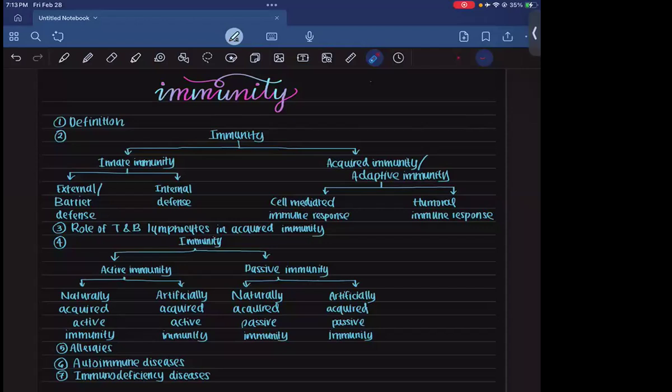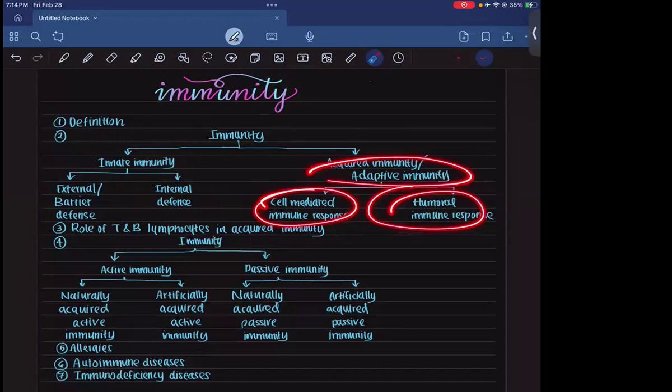Under innate immunity, you will have external or barrier defense and internal defense. Under acquired immunity or adaptive immunity, you will have cell-mediated immune response and humoral immune response, or you could say antibody mediated immune response. So these are the two types present under acquired immunity.